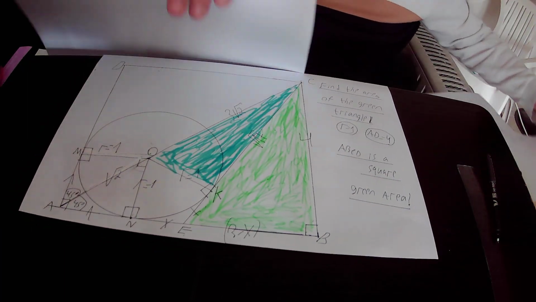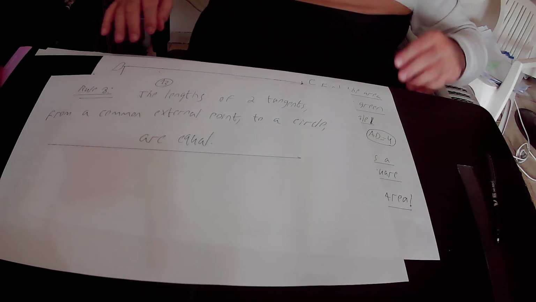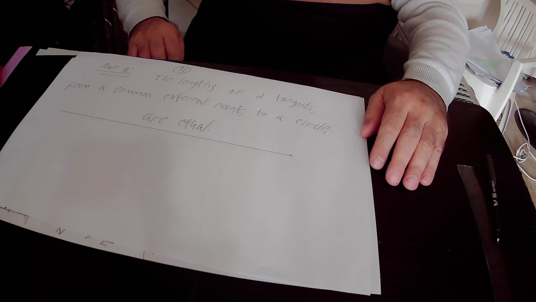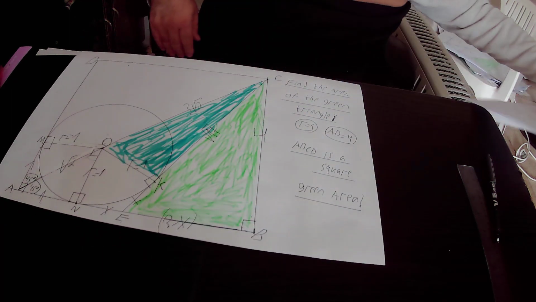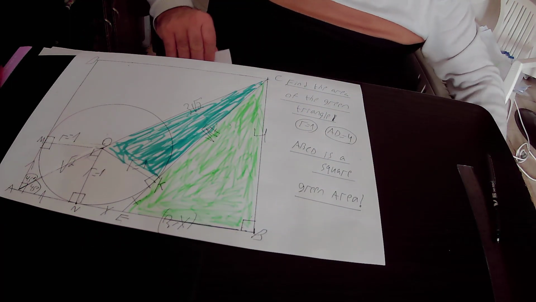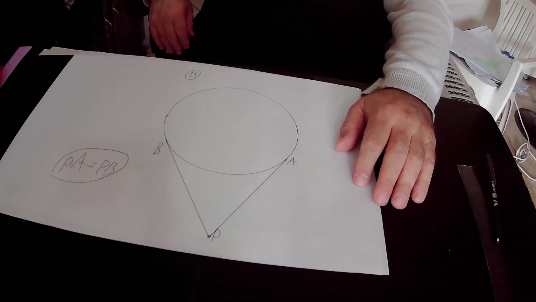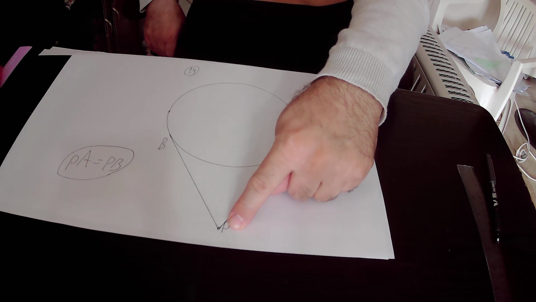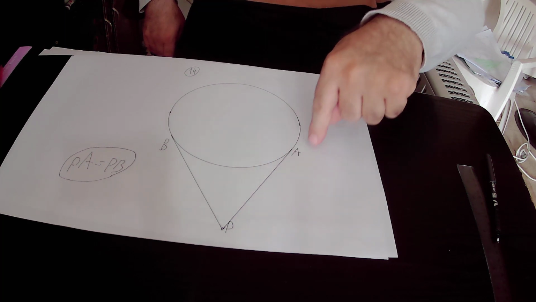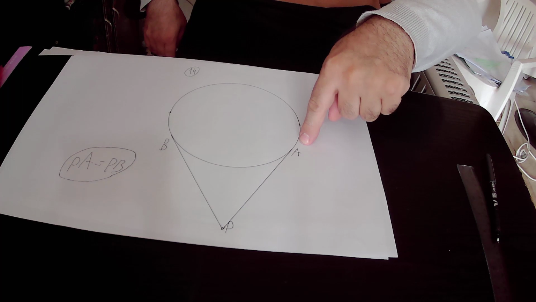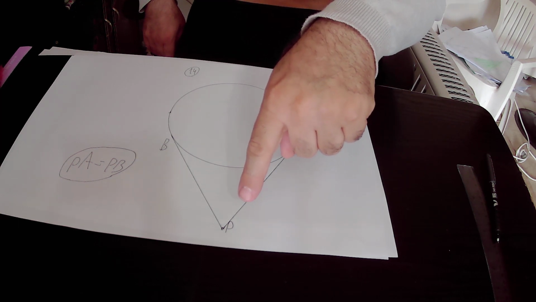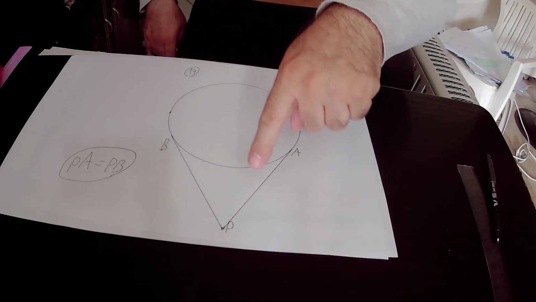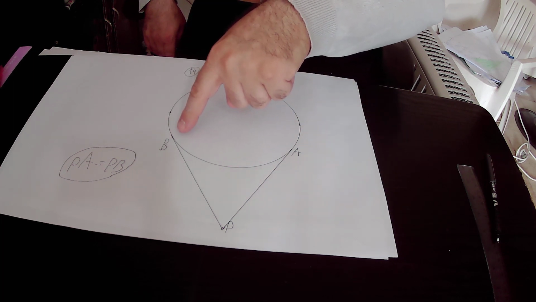Okay? Then I presented to you rule number 8. According to rule number 8, the lengths of two tangents from a common external point to a circle are equal. So what is the meaning of rule number 8? The meaning is that if you have this circle and an external point, point P, and from the external point P we draw two tangents to this circle. The first tangent is PA. The point of tangency of tangent PA with this circle is point A. And we draw the second tangent, tangent PB. The point of tangency of the second tangent with this circle is point B.